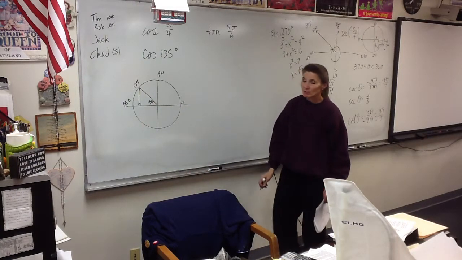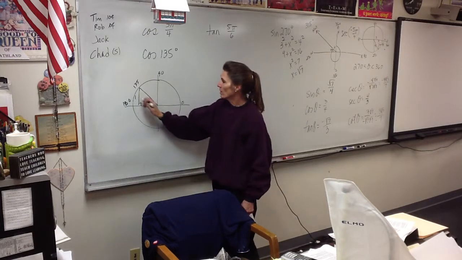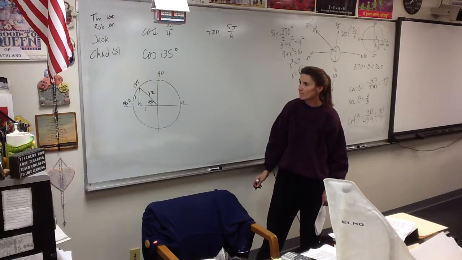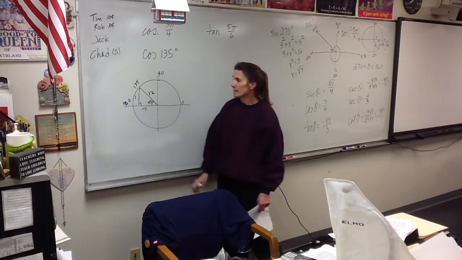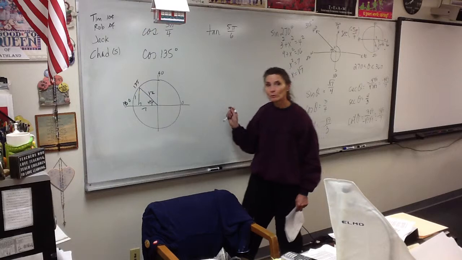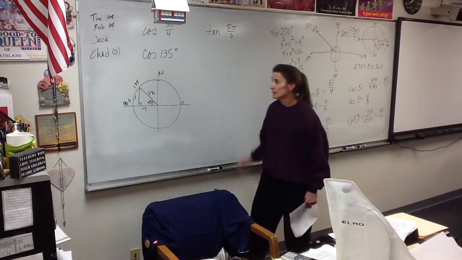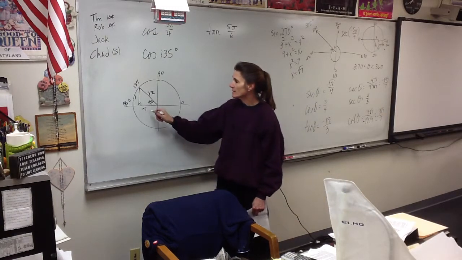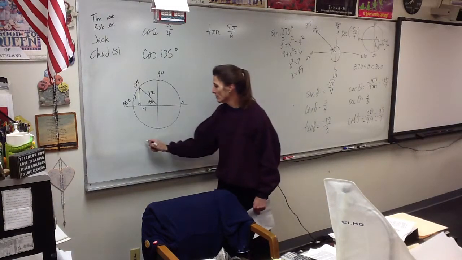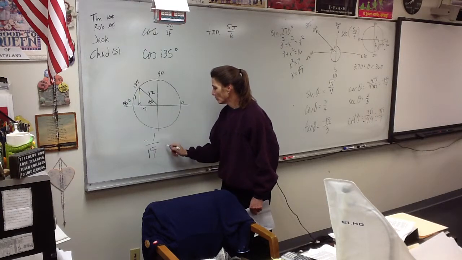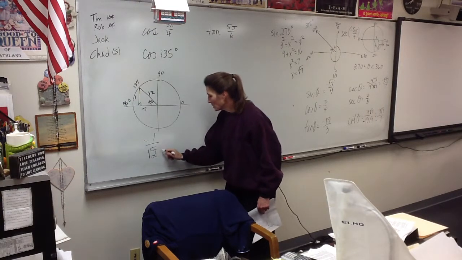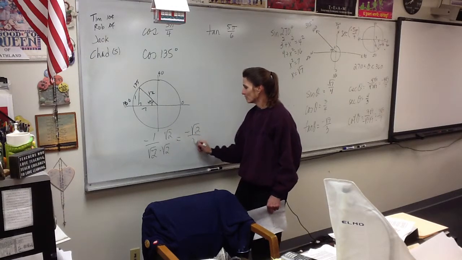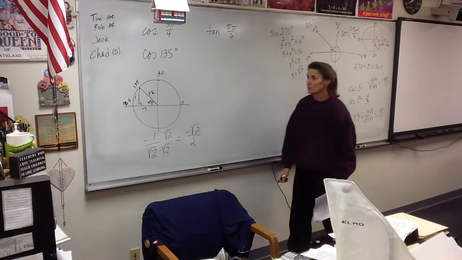So the sides of that triangle, you know, are 1, 1, root 2. It's a 45, 45, 90 triangle. This side would be negative because in quadrant 2 we go left and up. Left is negative. We want the cosine. Cosine is adjacent over hypotenuse. That would be negative 1 over root 2, which I will rationalize, and my final answer then is negative root 2 over 2.